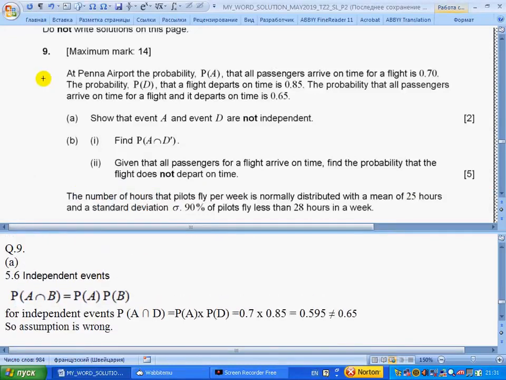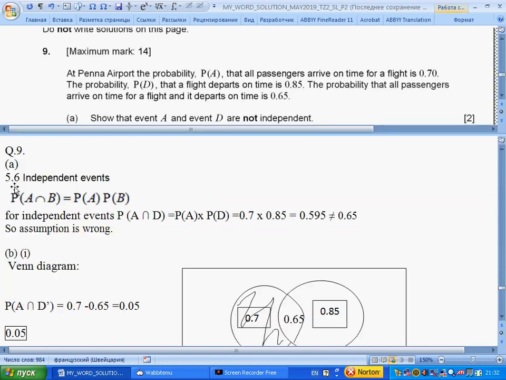At Penn Airport, the probability that all passengers arrive on time for a flight is 0.7. The probability that a flight departs on time is 0.85. The probability that all passengers arrive on time for a flight and it departs on time is 0.65. Show that events A and D are not independent.